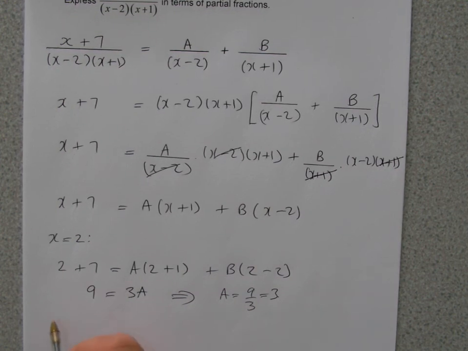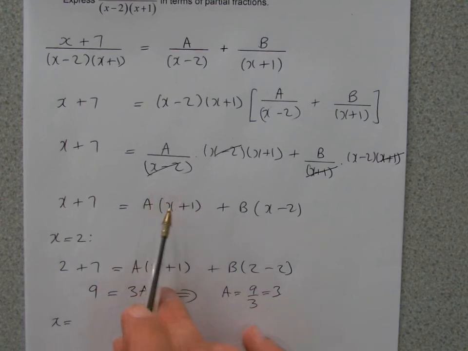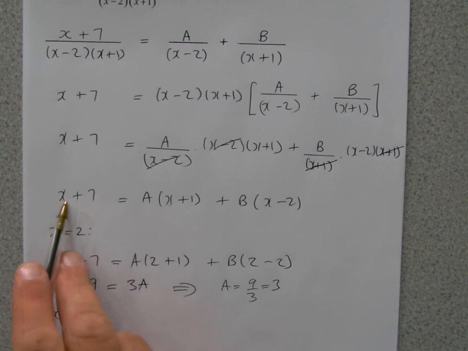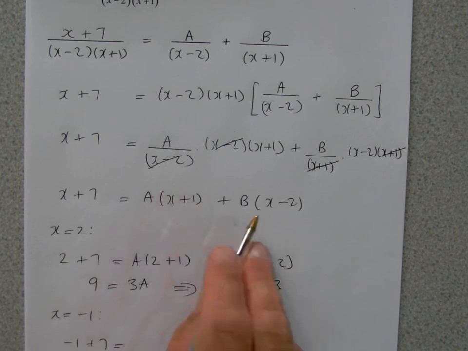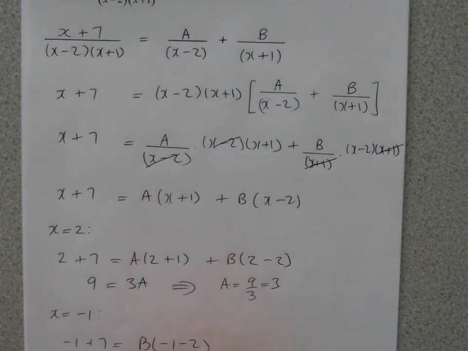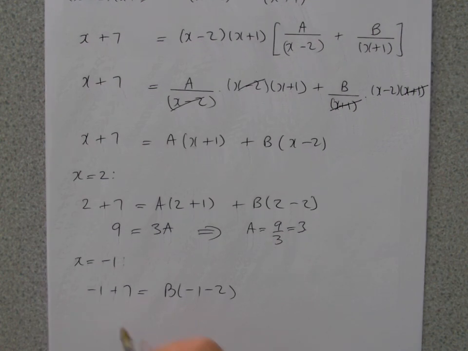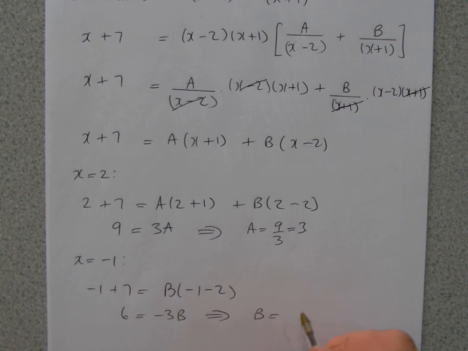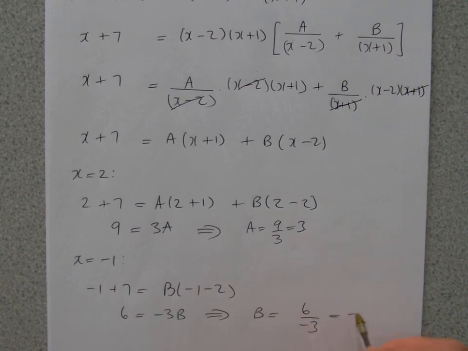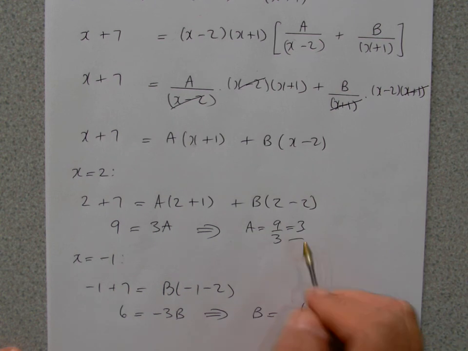To work out b, I need to set x to be a different value, but think about what I've got here, go back to this, and think about being clever to eliminate, this time, the a. So what can I set x to be here to eliminate the a? Well, if I go the opposite of this and set x to be negative 1, chuck it in, I've got negative 1 add 7, negative 1 in there plus 1 is 0, so that goes, and then I've got here negative 1 minus 2, so you've got 6 here, and you've got negative 3b here. That means then b will equal 6 divided by minus 3, so you get negative 2. There's my answer. So I've got an answer for a, I've got an answer for b.